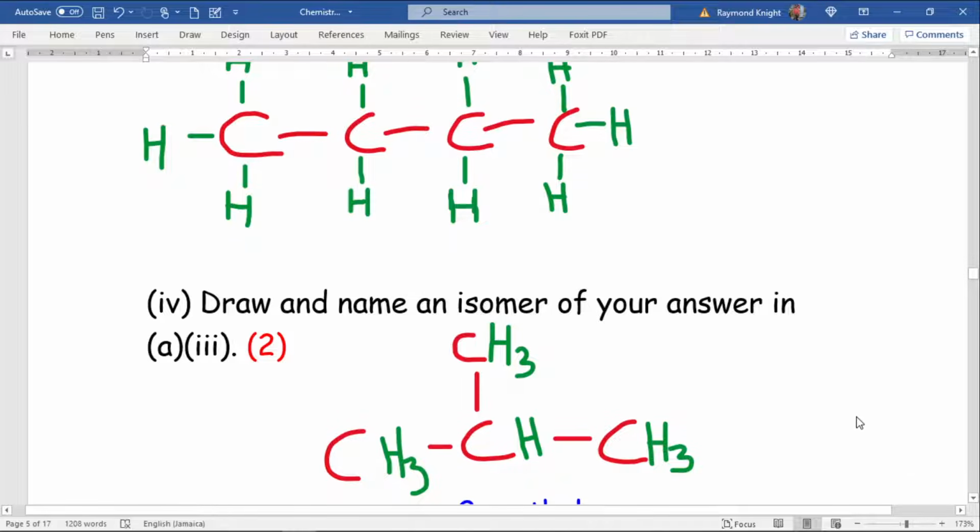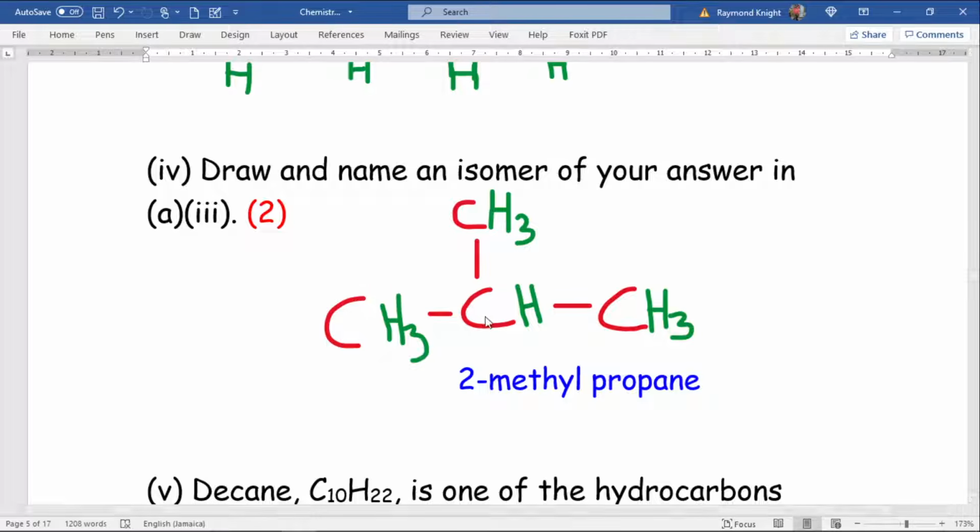Next, draw and name an isomer for your answer in part A3 above. I want to point out something real quick. You can draw the hydrogens separately in the structure, but I just write a condensed structural formula to save some time. All you need to do is change the arrangement of the atoms. So this will be 2-methylpropane, which means the methyl group is on the second carbon of the 3-carbon longest chain, so it is propane. It's ane because it's all single bonds.